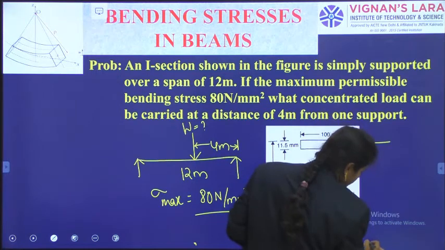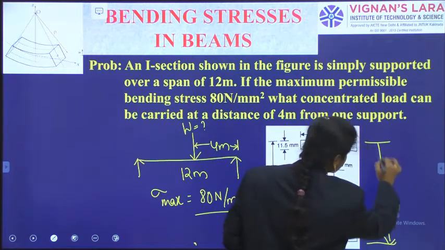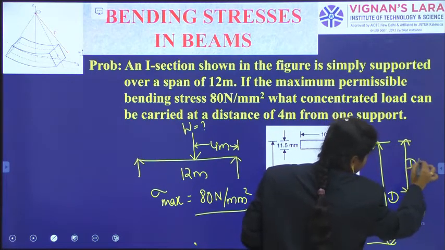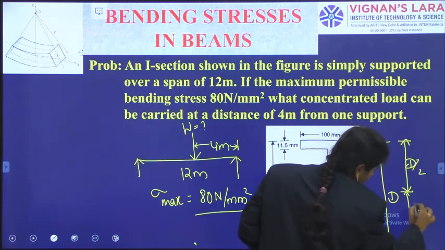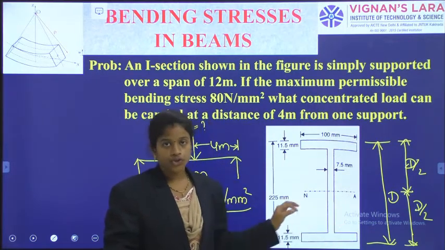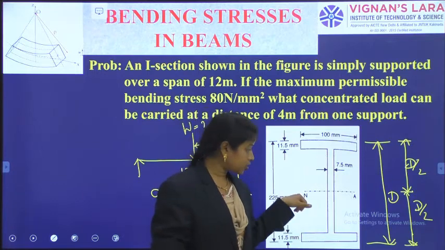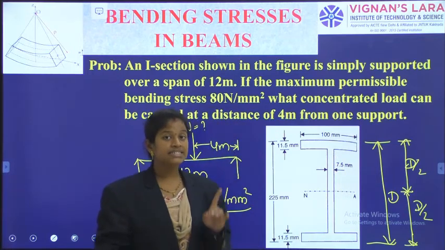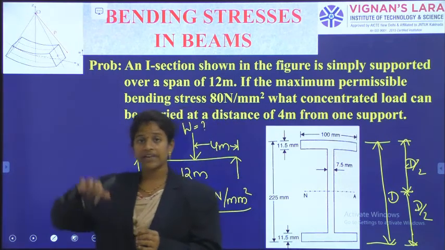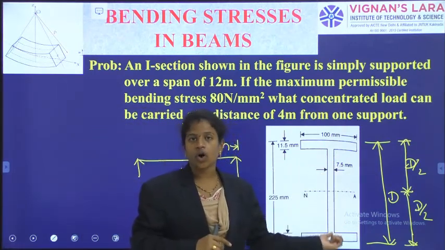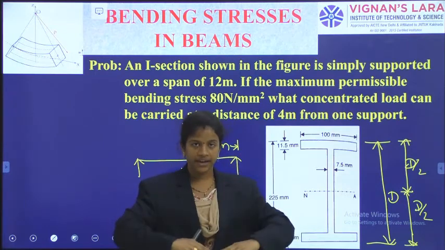Geometrical center line means, when we observe the total depth as D, the geometrical center line will be at D by 2 from the two extreme fibers. So the geometrical center line, centroidal axis and neutral axis, all these things coincide. So this is the neutral axis line and this is the I section they have given. As an I section, you already know it will have a top flange, a bottom flange and an intermediate vertical line, we call it a web. A flange and a web.